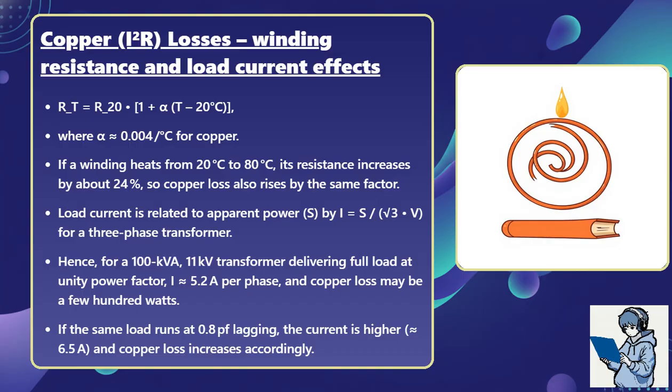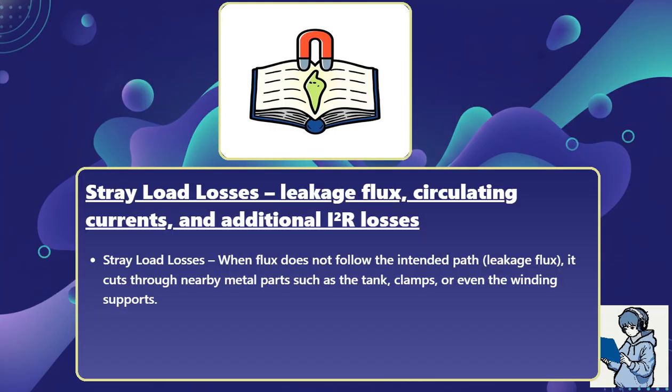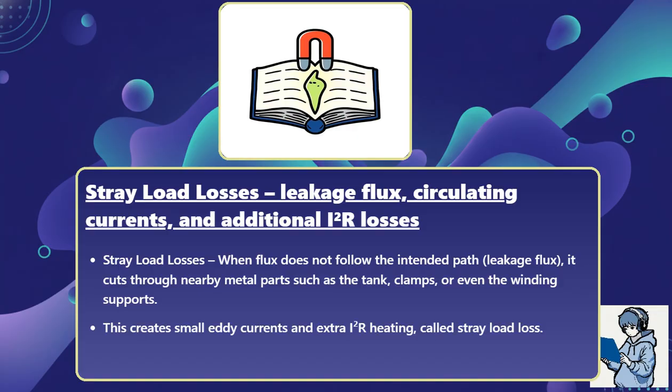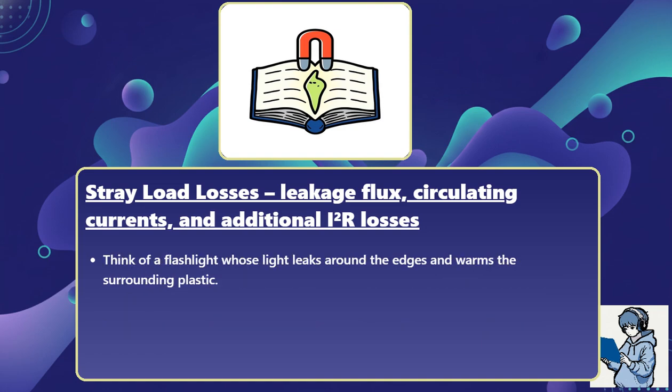increases accordingly. Stray load losses: when flux does not follow the intended path, leakage flux, it cuts through nearby metal parts such as the tank, clamps, or even the winding supports. This creates small eddy currents and extra I²R heating, called stray load loss. Think of a flashlight whose light leaks around the edges and warms the surrounding plastic.